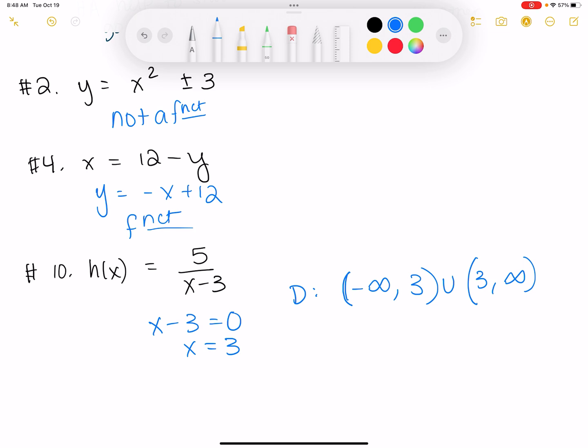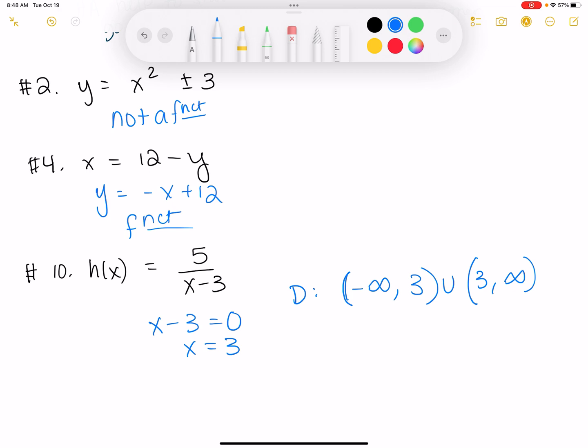Okay. Oh, okay. So because the bottom cannot be 0 ever, then you set it equal to 0 to figure out that it can't be that. Ever. Right. Okay.